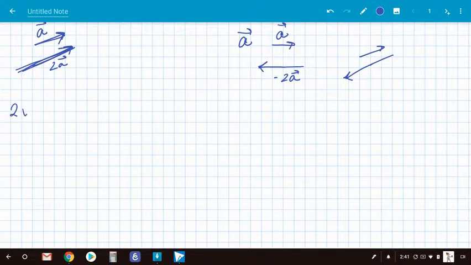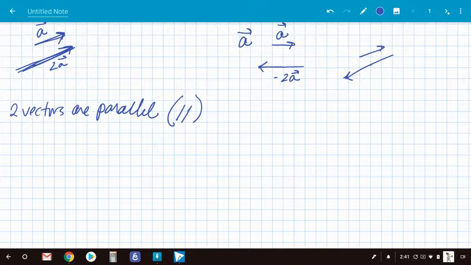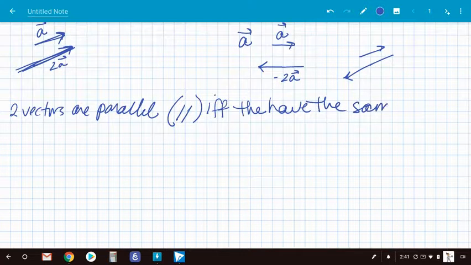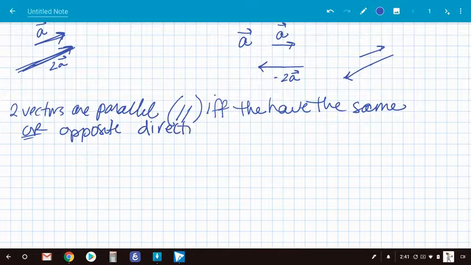So two vectors are parallel. And you might see the shorthand parallel like this. If and only if they have the same or opposite direction. So in this case, the magnitude or the length doesn't matter. So two vectors can be parallel if they're different lengths, but they need to go in the same direction or exactly opposite directions.